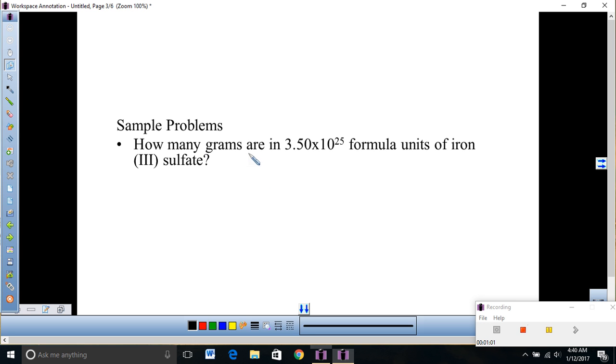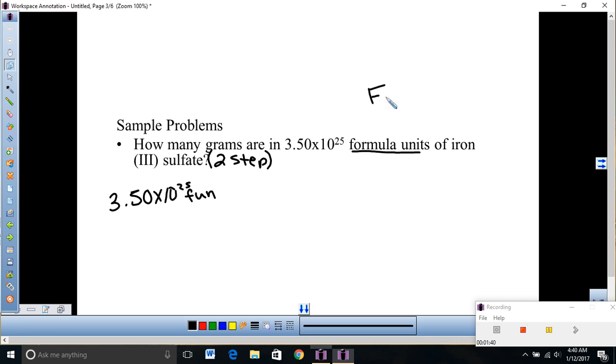So it says how many grams are in 3.5 times 10 to the 25th formula units of iron 3 sulfate. So as I read that problem, nowhere in this problem does it mention mole. And because of that, I know it's going to be a two-step problem. What that means is I'm going to first go to the mole. So we're going to start out with our number. Our unit right behind the number is formula units. And then it's iron 3 sulfate.